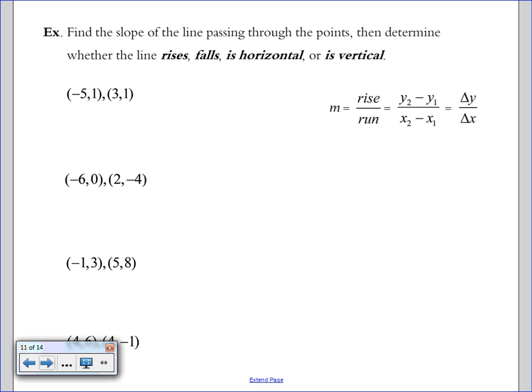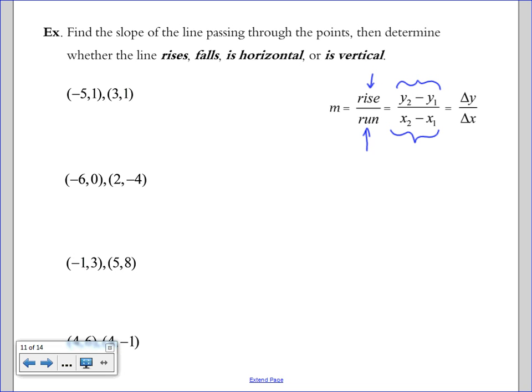The formula for slope says to calculate the rise, subtract the y values, and to calculate the run, subtract the x values, which makes sense. When you find the distance between 2 y values, that's a vertical change. And when you find the distance between 2 x values, that's a horizontal change. So the change in the y's divided by the change in the x's. Just make sure you're going in the order indicated in this formula.